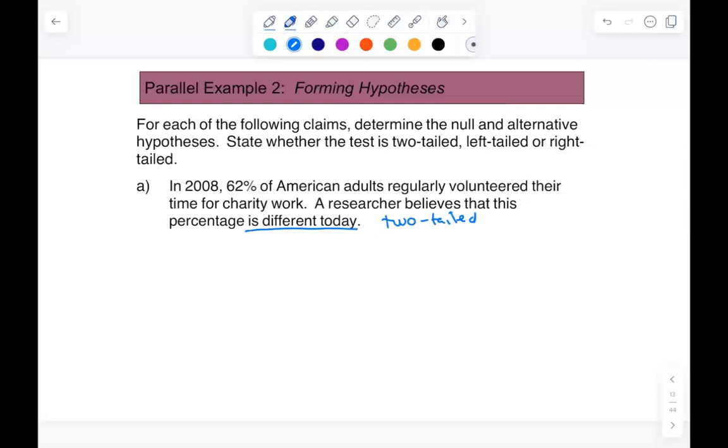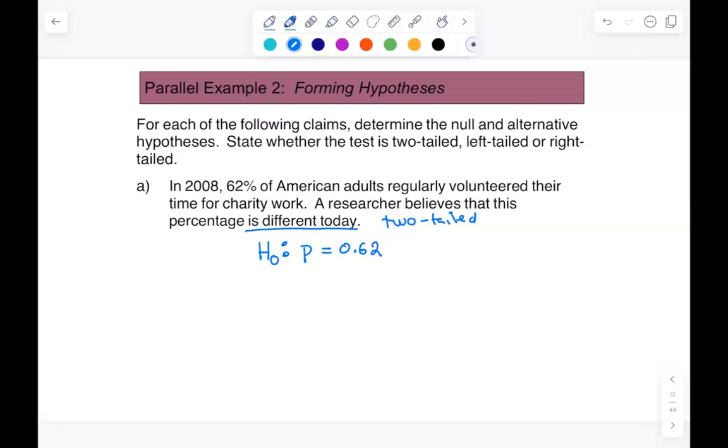My null hypothesis is that my P, my proportion of people who regularly volunteer, equals 0.62. We pretty much always write the percents as a decimal. It's always going to say equals, and it's always going to have whatever parameter we're working with as the number or the symbol before the equal sign.